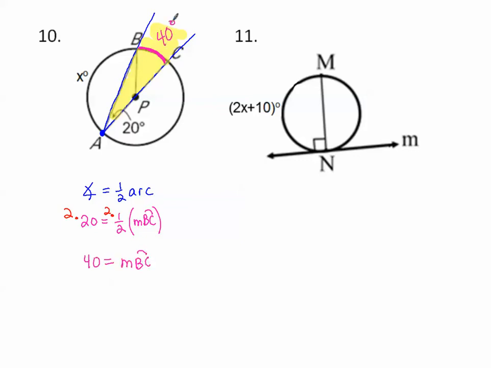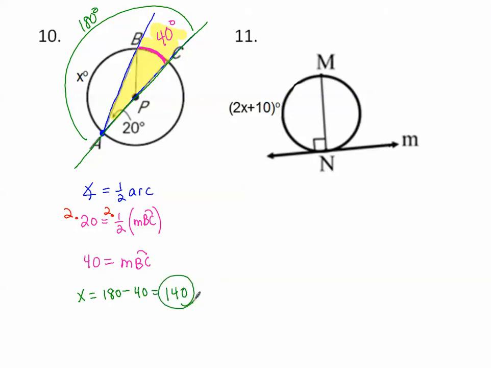Double it, get 40. How do I figure out the x? Well, think about what we did when we were talking about arcs. From A to C, that creates a diameter, so that's half the circle. That's 180 degrees. If I just want x, I have to take away that part because the x is just this arc. It's always going to be labeled in the middle. So 180 minus 40 to get 140. Let's look at number 11.